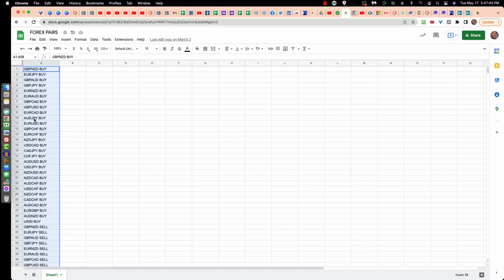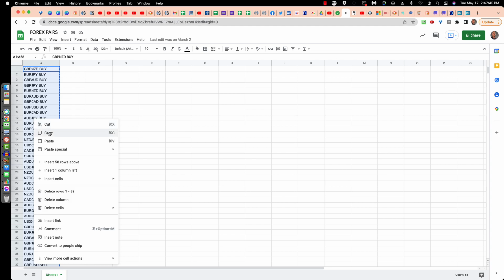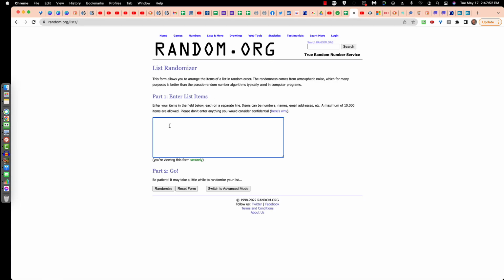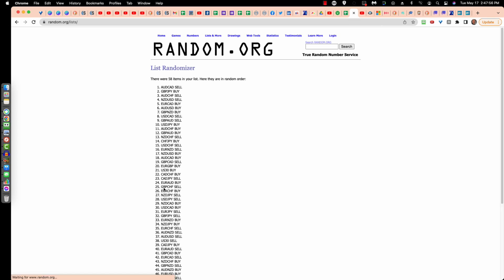Let's copy my currency pair list, all 28 currency pairs plus US 30 with a buy and a sell attached. Let's go to random.org, paste that list into the randomizer, hit randomize, and our very next trade is going to be AUD CAD sell.